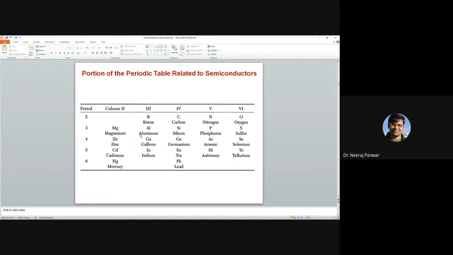So for example, in order to make gallium arsenide, we choose gallium from group third and arsenic from group fifth. It will make gallium arsenide, a very useful semiconductor. Or we can have indium from group third and arsenic from group fifth. Indium arsenide is also a very good semiconductor. Aluminium nitride, aluminium phosphide, gallium phosphide. Like this, we can have so many semiconductors if we choose the elements appropriately.